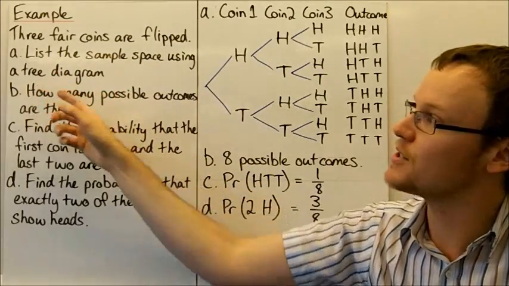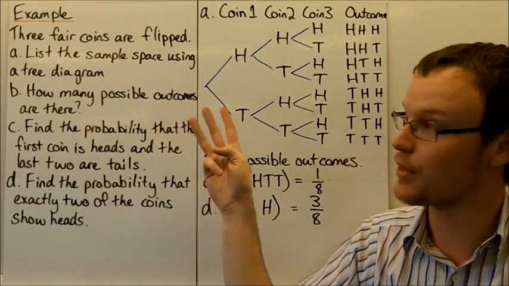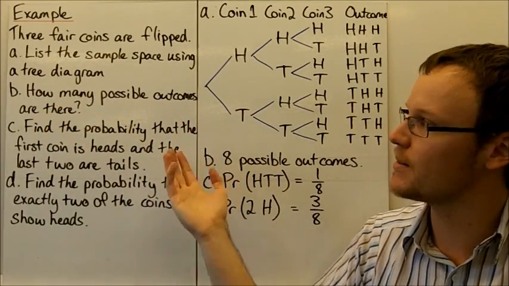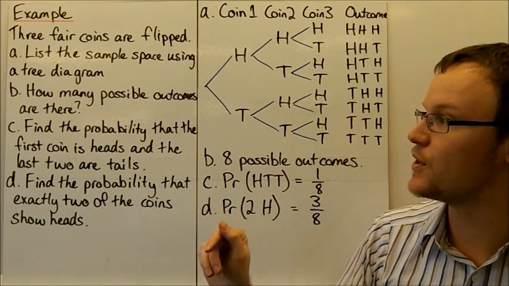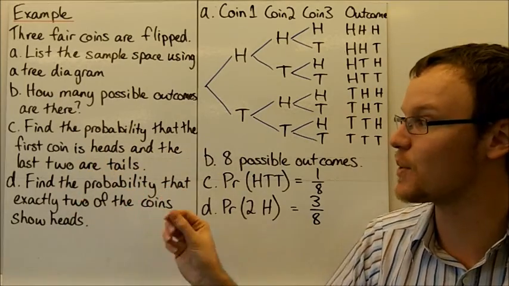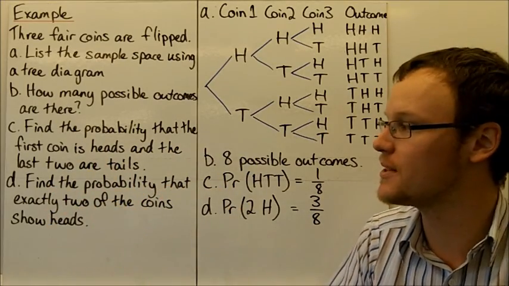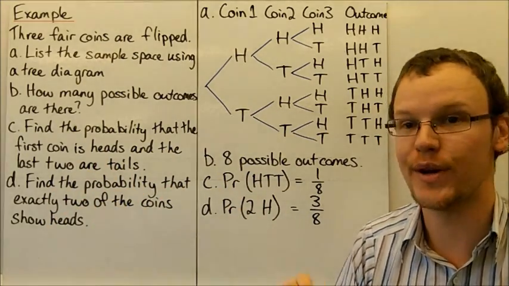List the sample space using a tree diagram for flipping 3 coins. How many possible outcomes are there? Find the probability that the first coin is heads and the last 2 are tails, and find the probability that exactly 2 of the coins show heads.